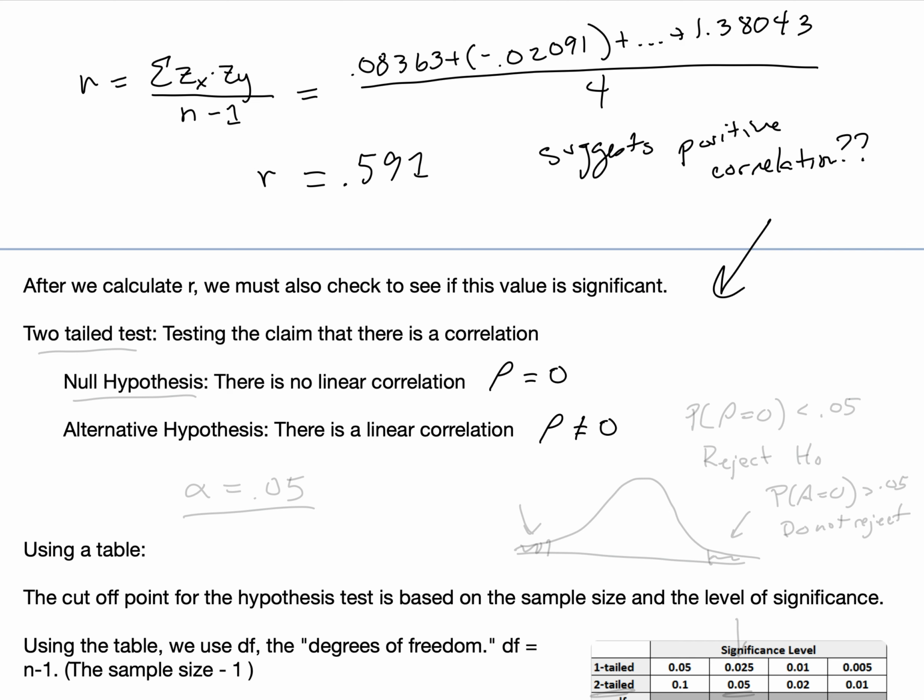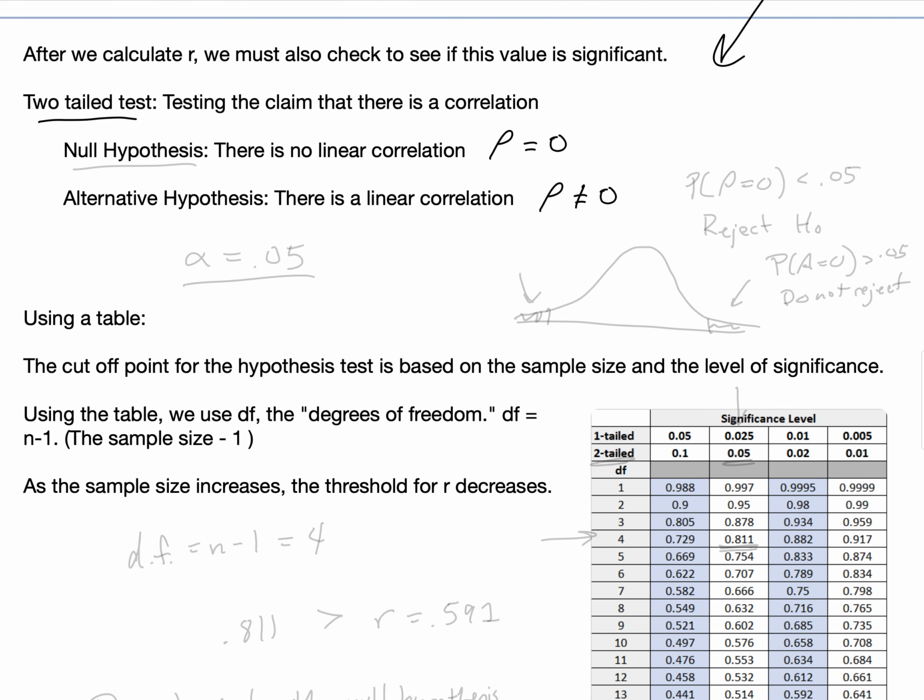So this, in this case, would be a two-tailed test. We're just checking to see if there is some linear correlation between the length of a shoe print and the height of an individual. And since we're testing to see if there is some correlation, it's a two-tailed test. Our null hypothesis is that there is no linear correlation, that rho is equal to 0, that the true correlation coefficient rho is equal to 0, versus our alternative hypothesis that there is some linear correlation, that the true linear correlation coefficient rho is not equal to 0.